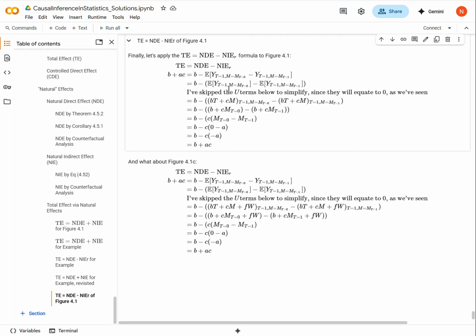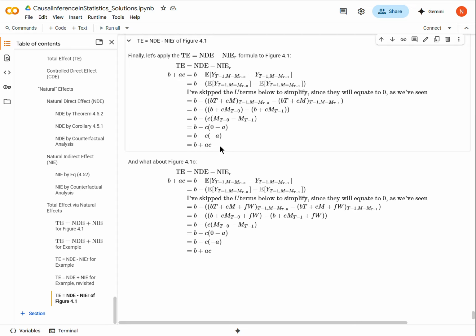And what is NIE sub r? Well, it's exactly this. It's the expected value of y when t is held constant at 1 under both conditions, and m goes from its value when t is 0 to its value when t equals 1. And we just push through again with the counterfactual analysis. This counterfactual analysis is proving more and more useful through all of this, so maybe it's worth exploring. But we push through, and we come to this, which is what TE equals.